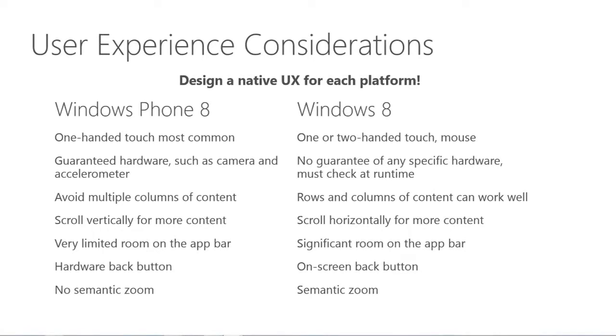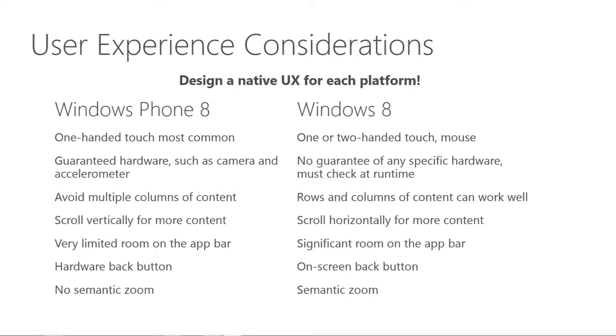On Windows Phone, because of the form factor, you tend to avoid multiple columns of data. It's not a requirement, but it's kind of hard to do on smaller screens. And in Windows 8, you're almost guaranteed to have lots of columns just because the screens are big and you want to organize the data in that way. I mentioned this earlier. Windows Phone is really meant, in many cases, you're scrolling up and down for more content. And Windows 8, you're scrolling left to right.